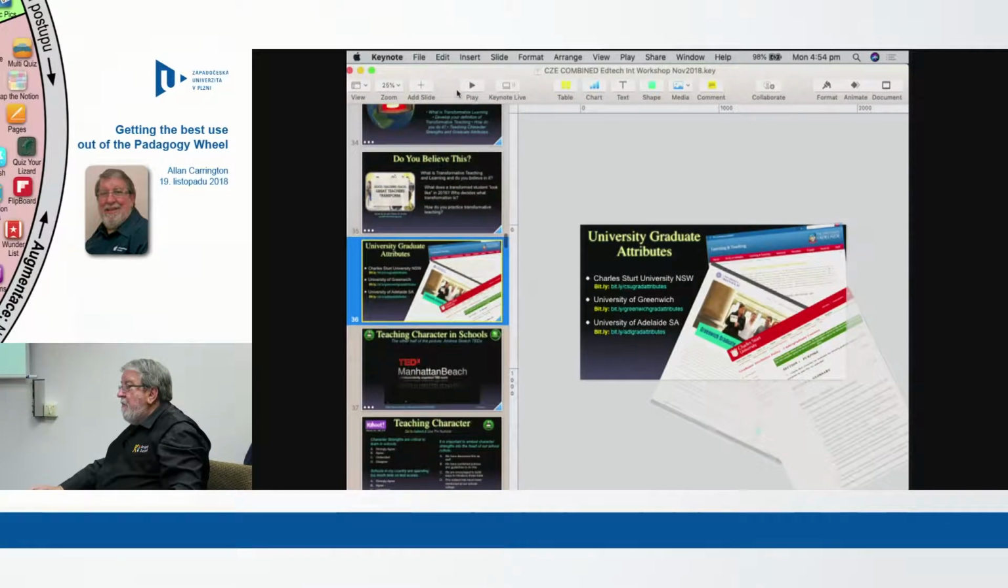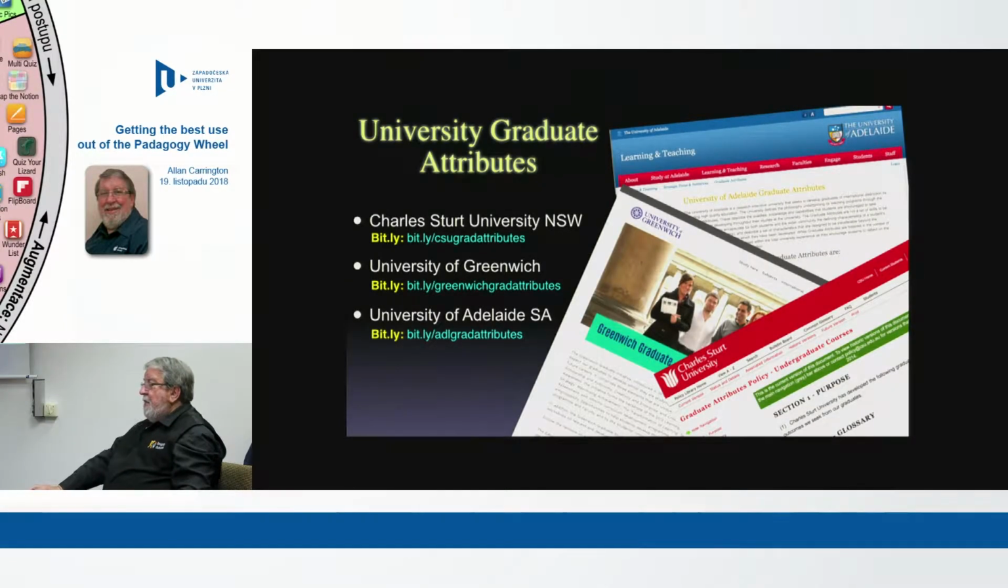This is what I referred to before. There's 3 universities in Australia. Well, actually, no, that's not true. One of them's in England, okay? Charles Sturt's a rural university, and that's their published graduate attributes.